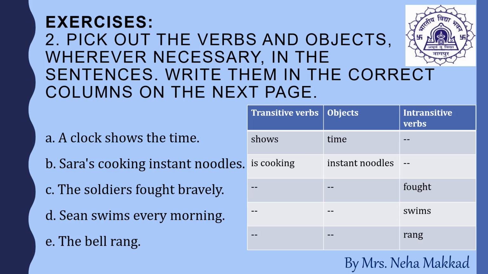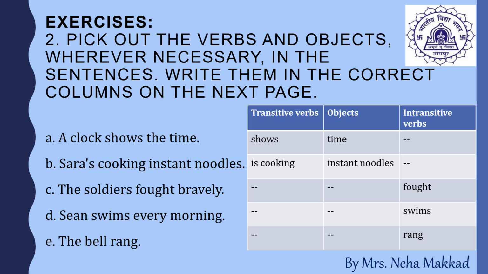The soldiers fought bravely. So here, children, as I told you that there are certain exceptions in transitive verbs. So fought is the verb, but the action of fighting cannot be transferred to any object. Here, bravely is an adverb. So it is not being passed on to the object as the adverb bravely comes in between. The next example. Sheen swims every morning. So here, swims is the verb and every morning is not the object.